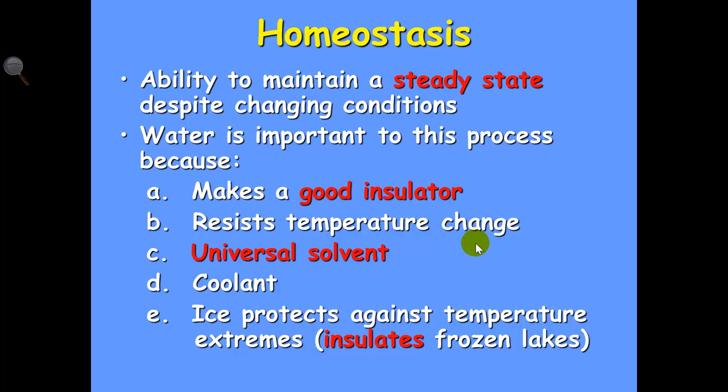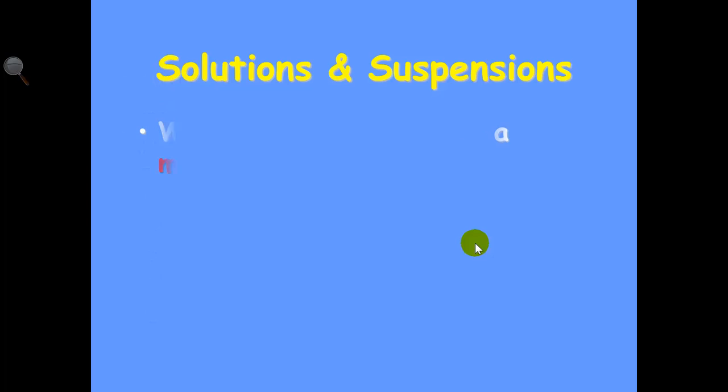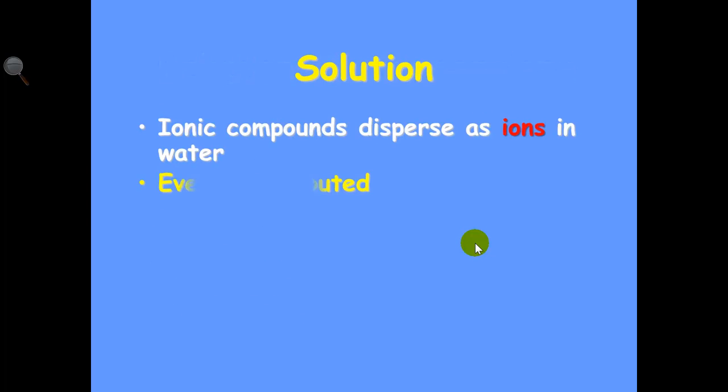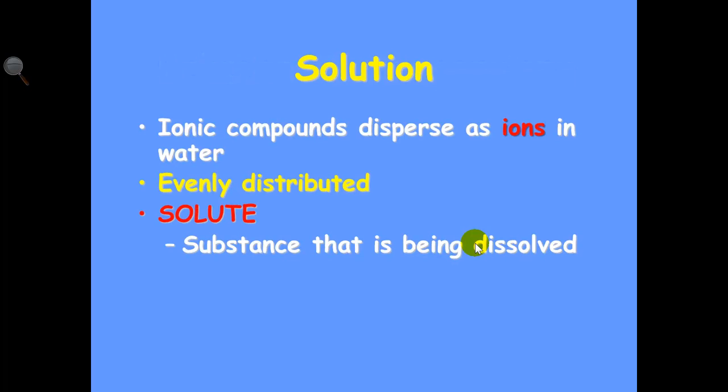And that last one's pretty important. Ice protects against temperature extremes. That's why, if you have a frozen lake, it freezes on the top, but underneath it's not frozen, because the ice is insulating the bottom of the lake. So the bottom actually is warmer than the top of the lake when the top is frozen. Because remember, ice floats. All right, we're going to move on from this one.